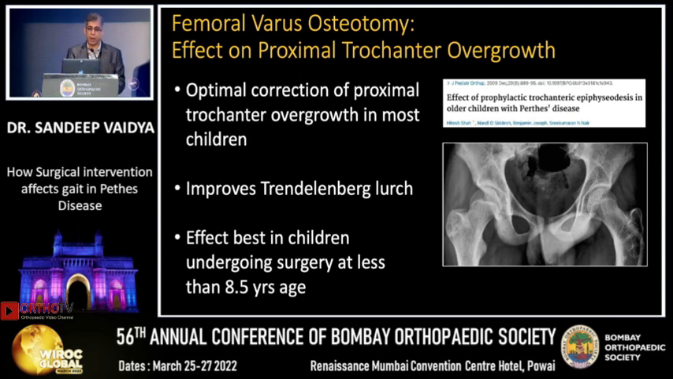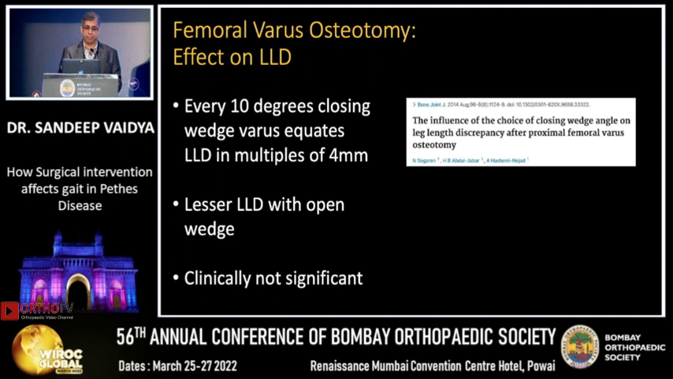What is the effect of femur varus osteotomy on proximal trochanter overgrowth? Does the GT apophysiodesis improve that? There are studies which have shown that optimal correction of proximal trochanter overgrowth is seen in most patients, which in turn improves Trendelenburg gait. This effect is best seen in children who undergo surgery below the age of 8.5 years.